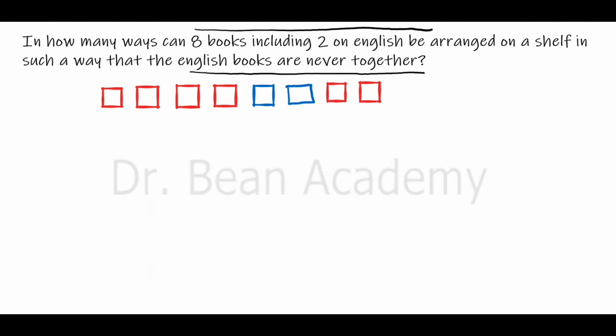So here I have 8 books, right? And 2 books are on English. And I need to calculate how many permutations or arrangements I can make in which these 2 English books are never together. So if they are never together, it means I will just solve this question in another way.